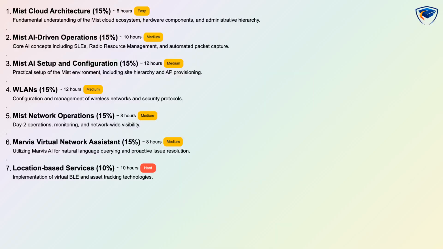Overview of the syllabus and domain weights. MIST Cloud Architecture 15%, MIST AI Driven Operations 15%, MIST AI Setup and Configuration 15%, WLANs 15%, MIST Network Operations 15%, Marvis Virtual Network Assistant 15%, and Location-Based Services 10%. The exam focuses on conceptual understanding, scenario-based troubleshooting, and hands-on configuration where noted.